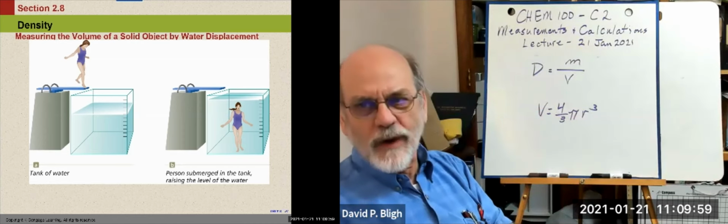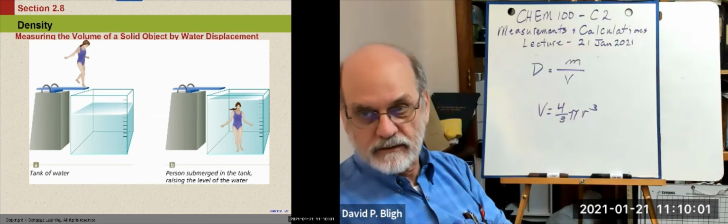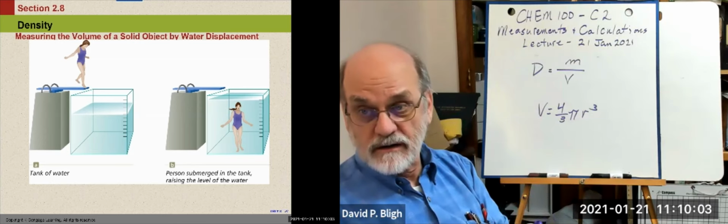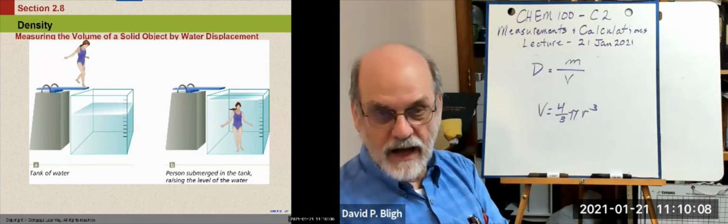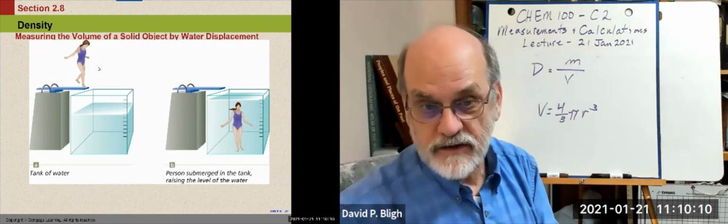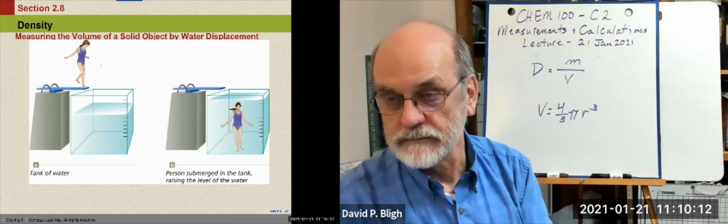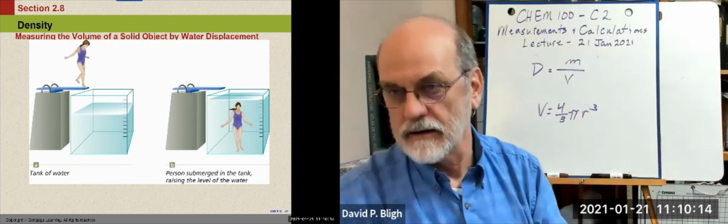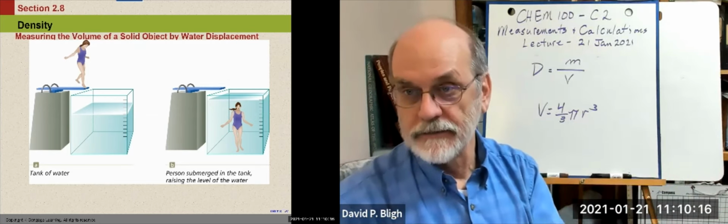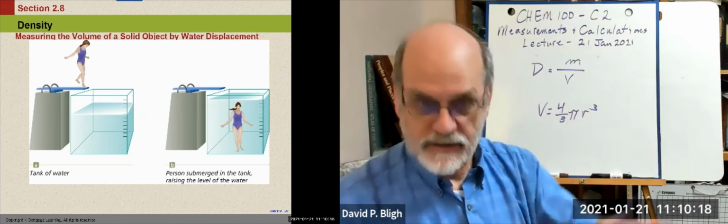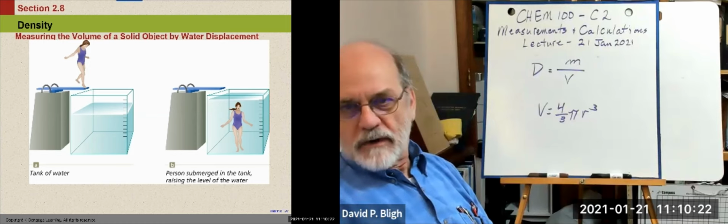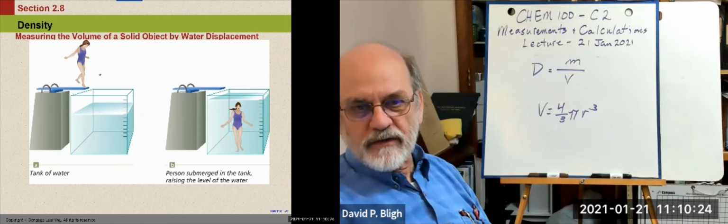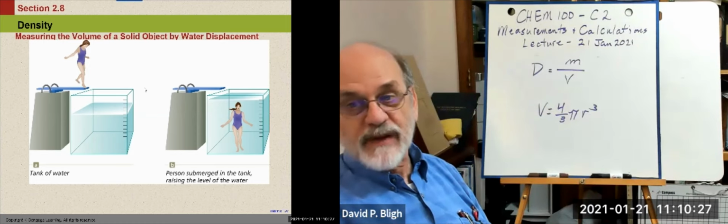But suppose you have an irregular object, a shape. It's really hard to determine the volume of that object. In this case, this woman is going, we need to know her volume. We can get the mass easy. Just put her on a bathroom scale or put her on an analytical balance that's big enough, of course. So one way that we determine the volume of an irregular shape is by displacement.